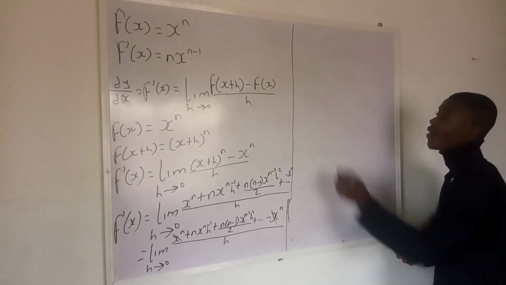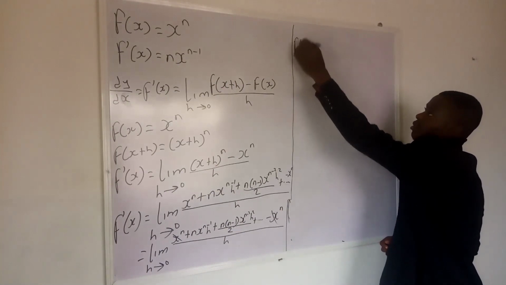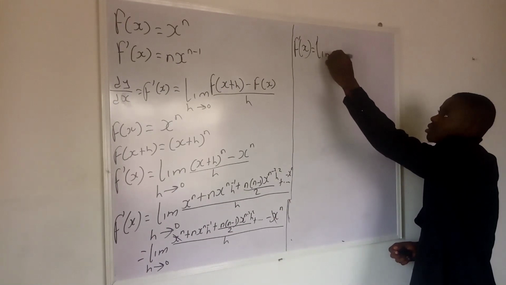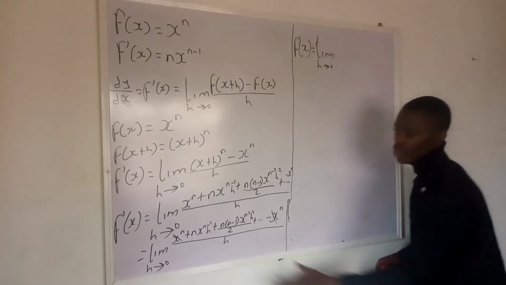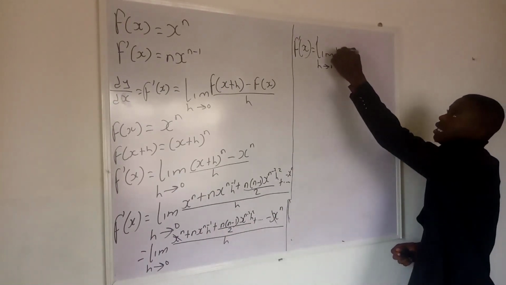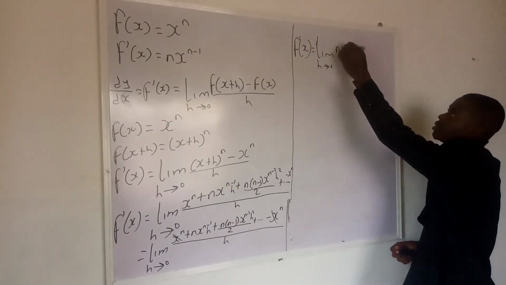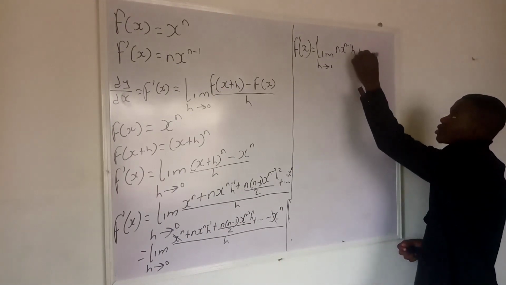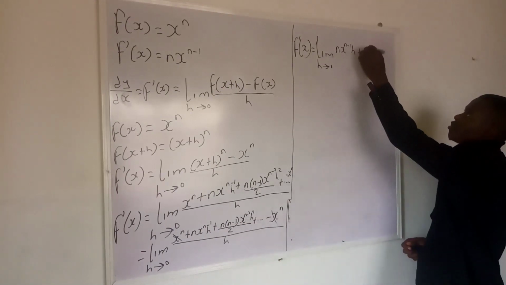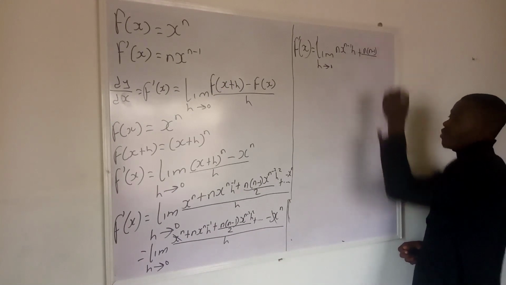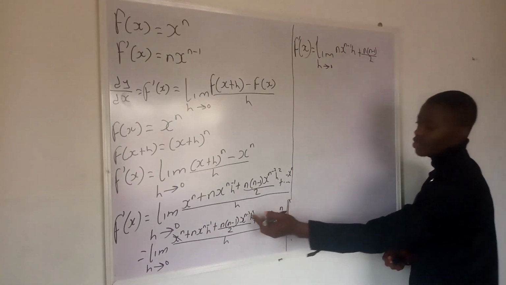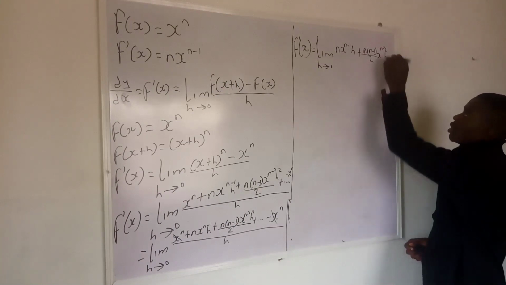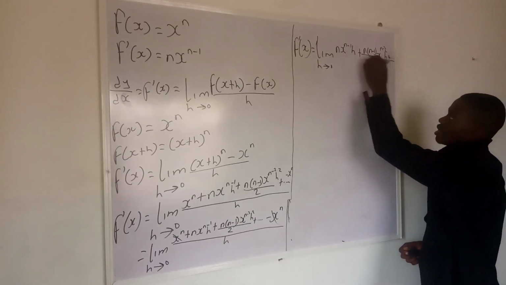So therefore, right now we have f prime of x equal to the limit as h approaches 0 of this. The limit we are left with is n x to the power of n minus 1 multiplied by h, then plus n multiplied by n minus 1 over 2, then x to the power of n minus 2 h squared, then plus dot dot dot everything entirely.